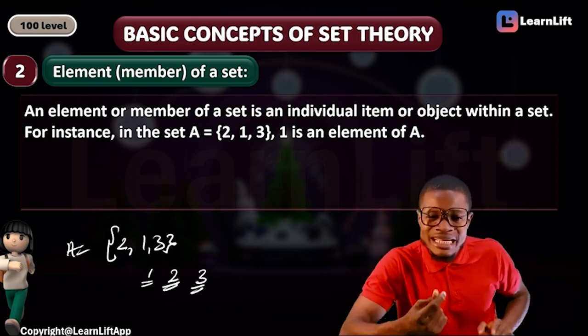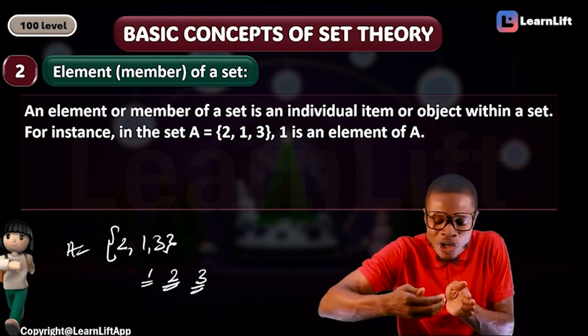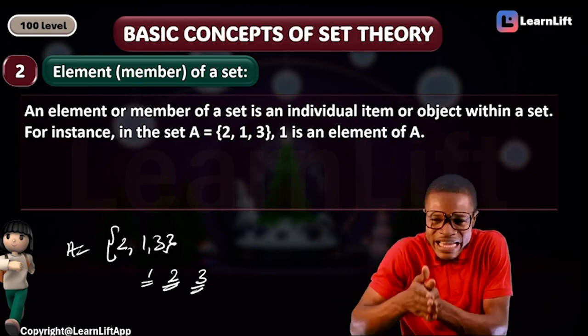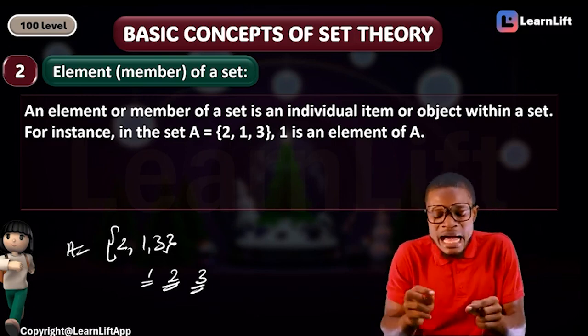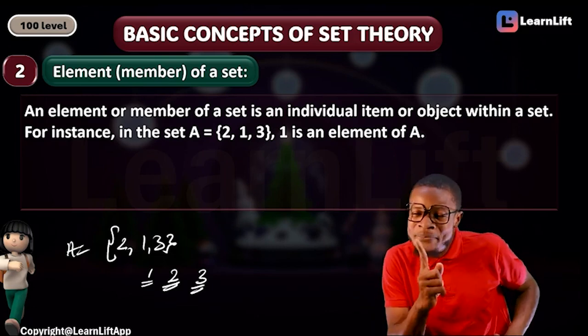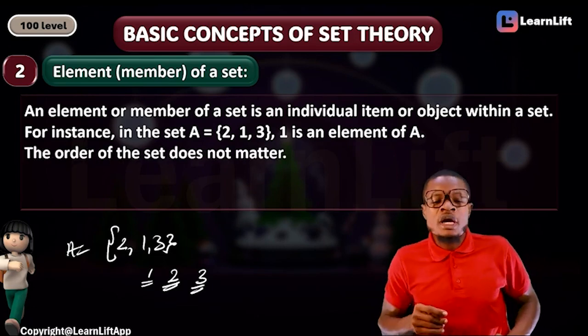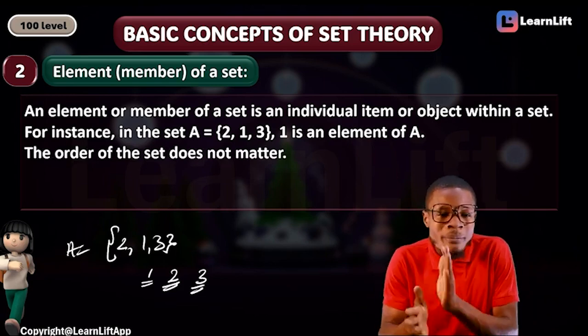So what is an element of a set? It is the members or the individual items or objects within a set. That's what we call an element of a set. Another name for element is member of a set. Now, catch this for me. The order of the set does not matter.